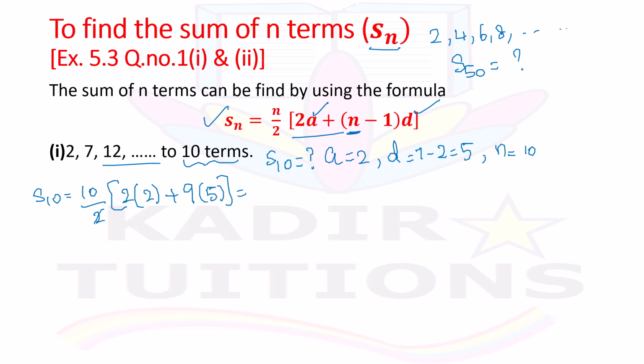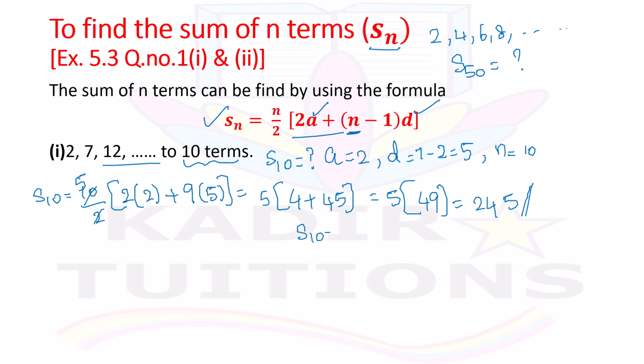So here 2 and 10 will get cancelled. It becomes 5. So 5 into 4 plus 45, since 9 fives are 45. So 5 into 49 is equal to 245. So 245 is the answer. S10 is equal to 245. So we'll see one more problem in this.